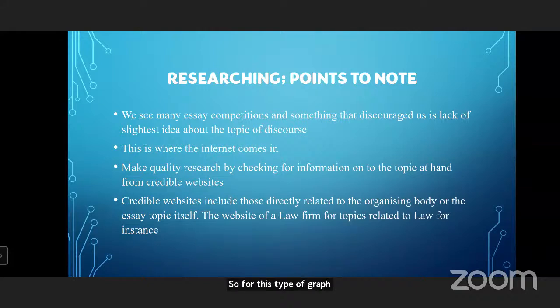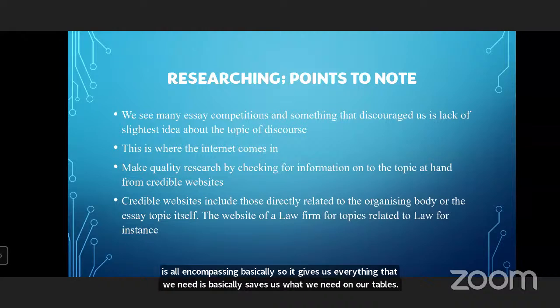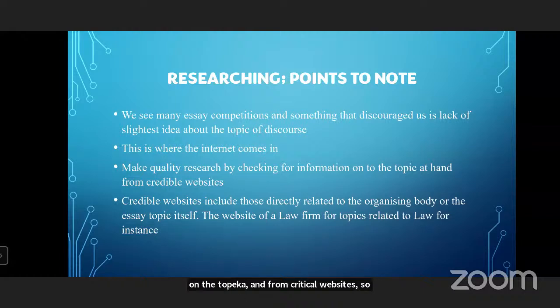Typographical error, by checking for information on the topic at hand from credible websites. So when you're talking about credible websites, they are relative. Say credible websites are those directly related to the organizing body or the essay topic itself.